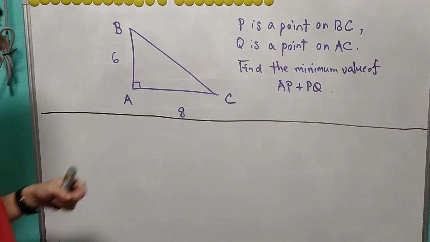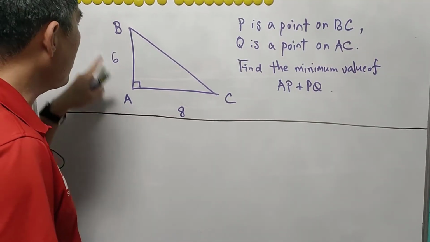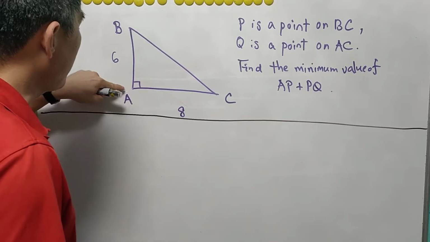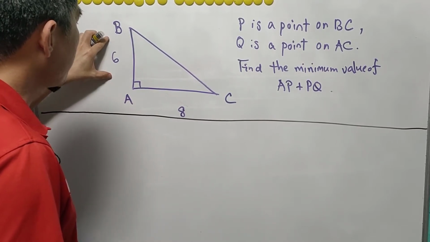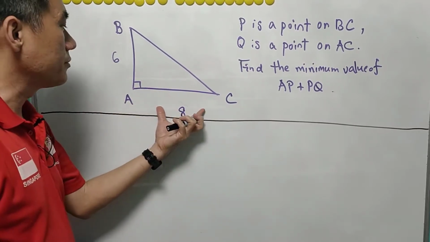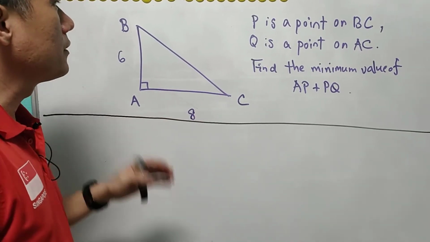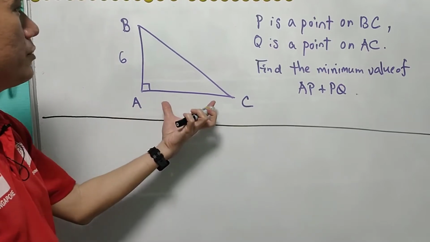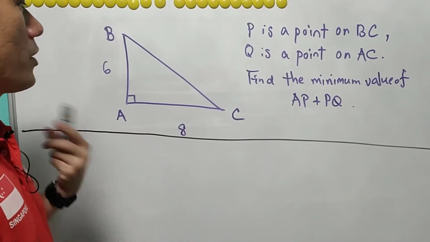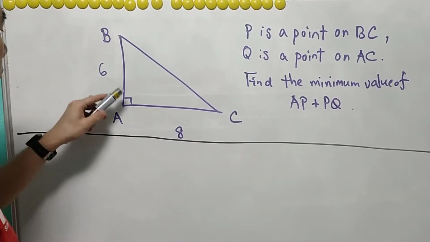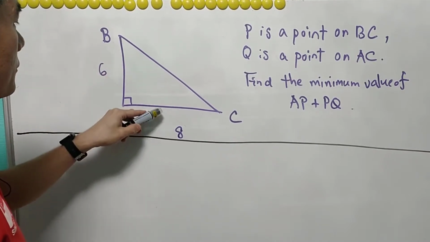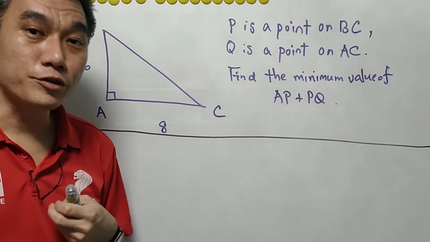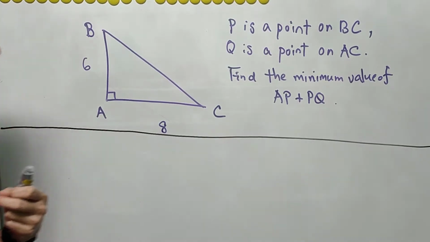For today's question, let's look at this right angle triangle ABC with right angle at A, and the length of AB is 6, the length of AC is 8. Now, given that P is a point on BC and Q is a point on AC, find the minimum value of AP plus PQ.